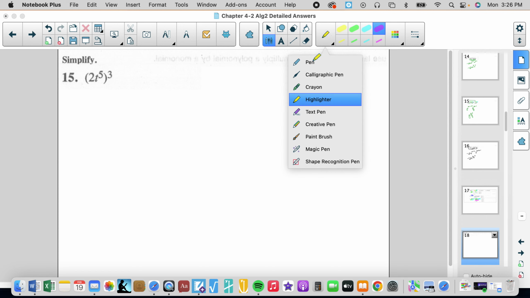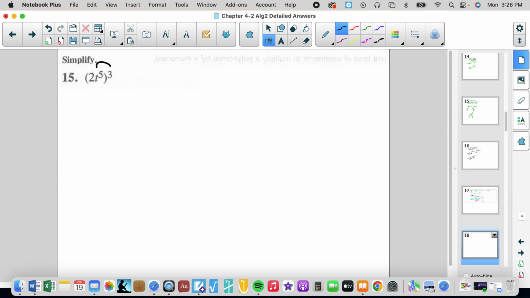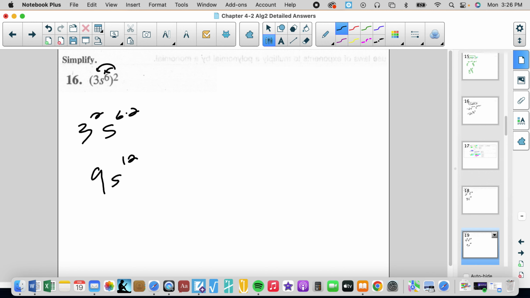So we're starting off relatively simple. We're going to distribute that cube to each of the things. That's 2 to the third, t to the fifth times 3 because it's a power of a power. 2 to the third is 8t to the 15th. You should know your cubes pretty much. We're going to distribute 3 to the second, s to the 6 times 2, which is 9s to the 12th.